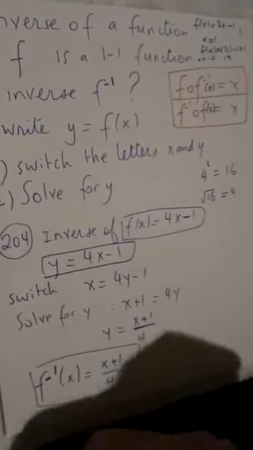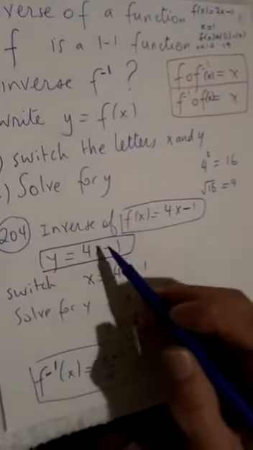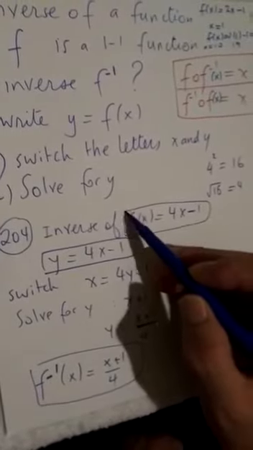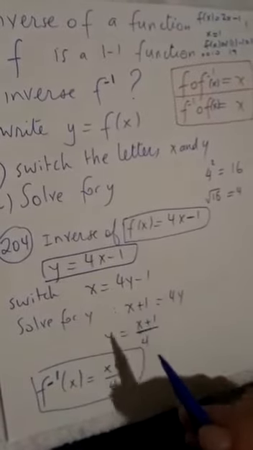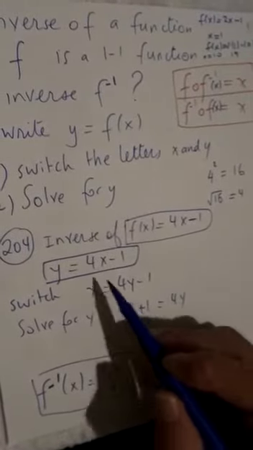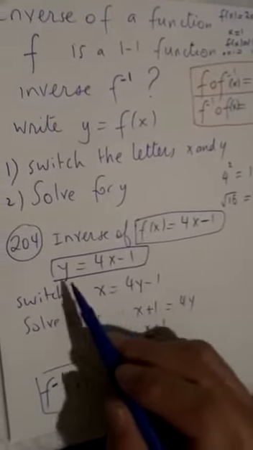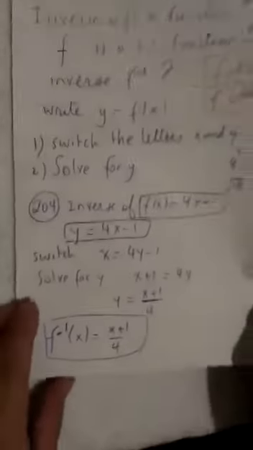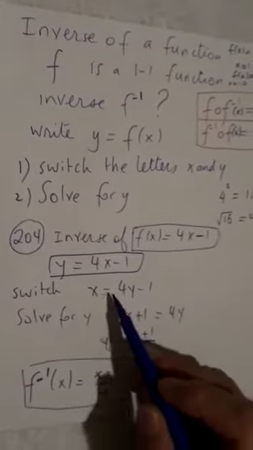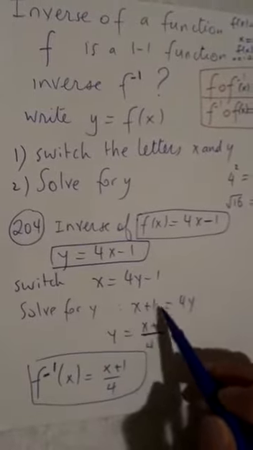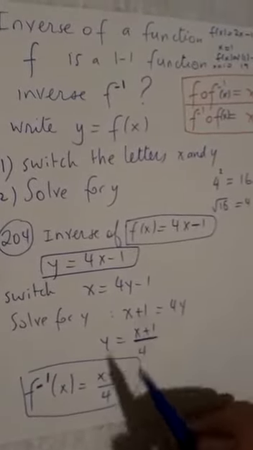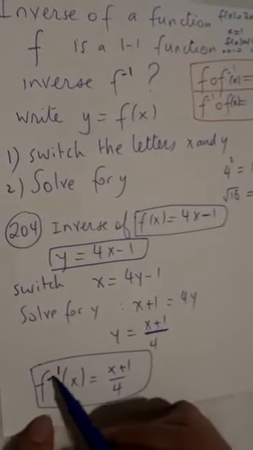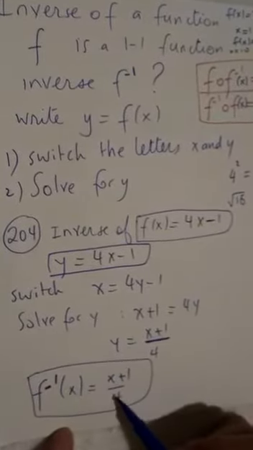For example, in this function here, find the inverse of this function. f of x equals 4x minus 1. That means y equals 4x minus 1. Switch the letters: x equals 4y minus 1, and then solve for y. Okay, to solve for y, add 1 to both sides. So x plus 1 equals 4y. Divide by 4. y equals x plus 1 over 4. And then you can write it like this: the inverse function of x equals x plus 1 over 4.